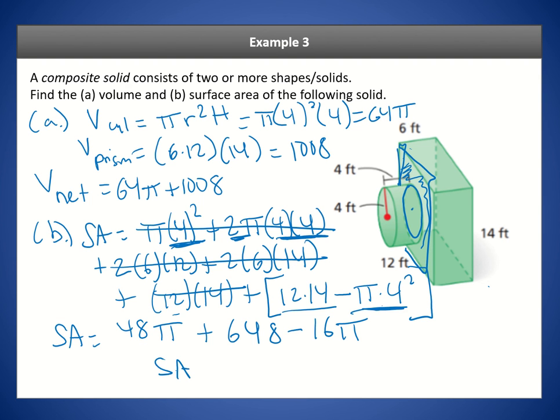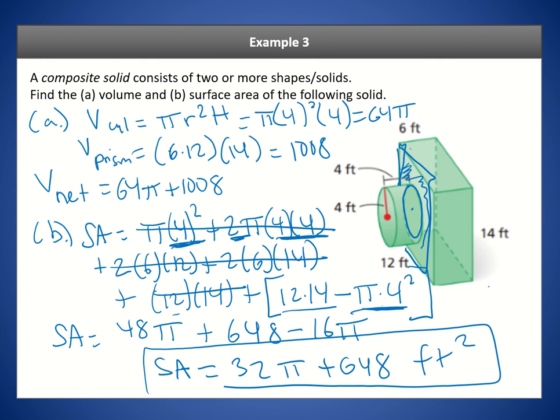So we'll go ahead and do that. 48 minus 16 is 32 pi. So about 32 pi plus 648. And that's going to be in feet squared. And so there's your surface area. You can get that as a decimal by plugging in for pi.